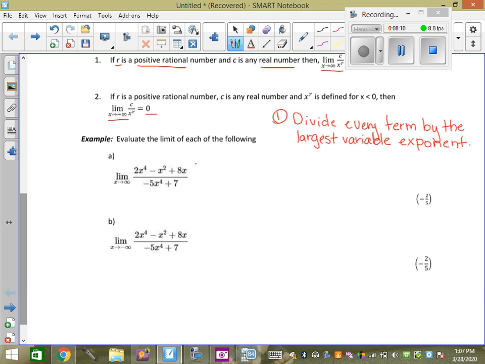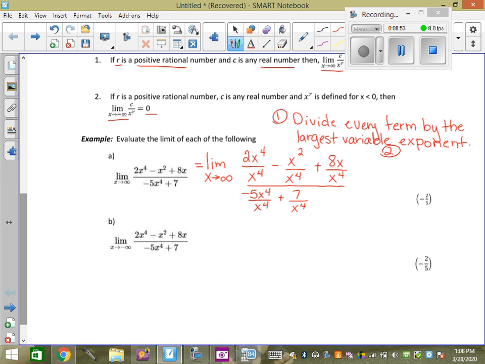So my first step is going to be rewrite the limit because I haven't used it yet. Remember, it only goes away once you've used it. So limit as x approaches infinity. And now I'm going to go 2x to the 4. The largest exponent is actually x to the 4 in both the numerator and the denominator. And I have to choose the largest one. So I'm going to divide by x to the 4. Then minus x squared divided by x to the 4. Then plus 8x divided by x to the 4. And then I'm going to go all over negative 5x to the 4 over x to the 4 plus 7 over x to the 4.